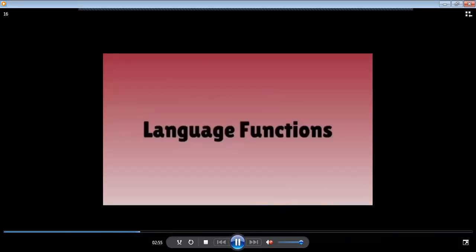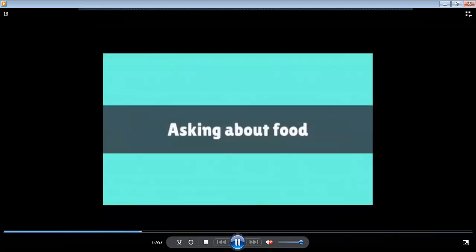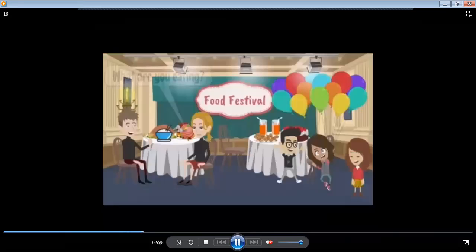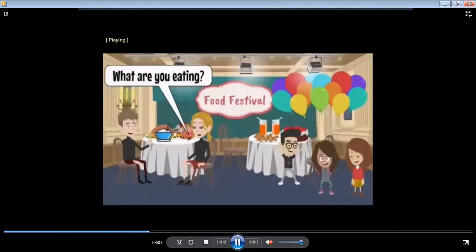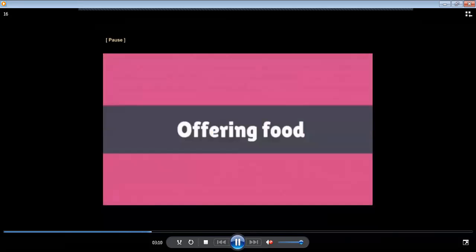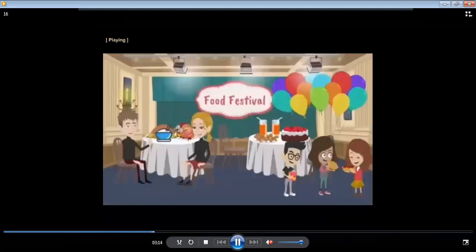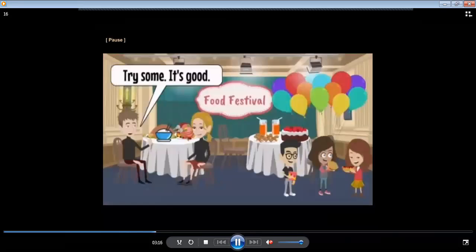Language functions. Asking about food, how to ask about food. If you want to ask about food, you say, what are you eating? Offering food: to offer someone to try some food, try some, it's good, like the man said in the food festival. Try some fried rice, it's delicious, it's good.